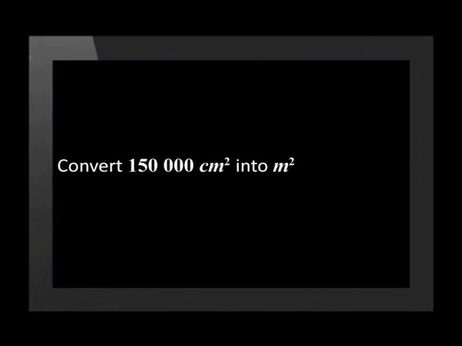When we convert areas, it is vital to remember that the units are squared. Let's do an example. Convert 150,000 centimeters squared into meters squared. We will use a table to help us find the answer. Firstly, fill in the units used in the question. In this case, it is centimeters squared and meters squared. In the second row, fill in the measurement that was given. We will fill in 150,000 centimeters squared.